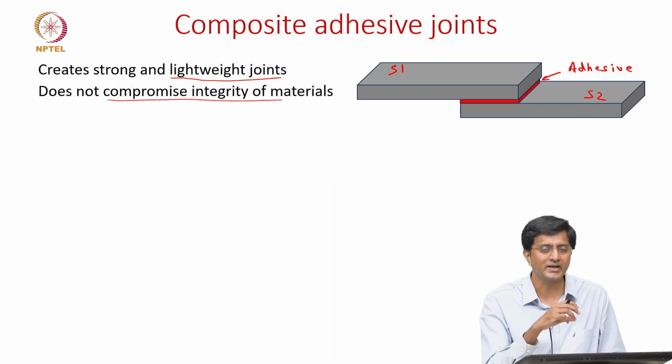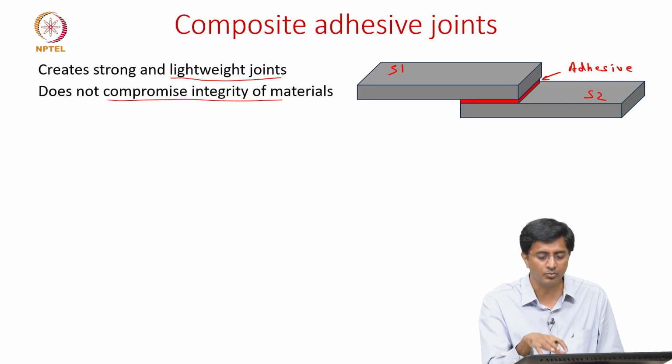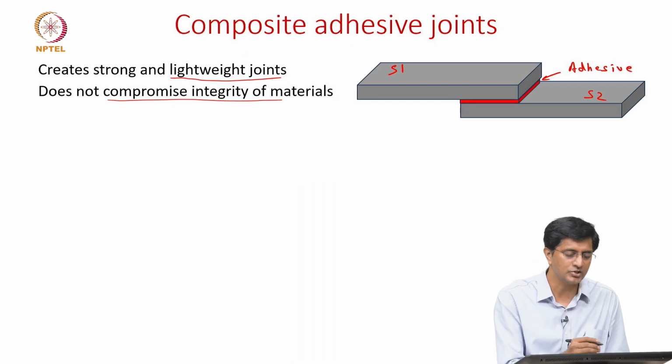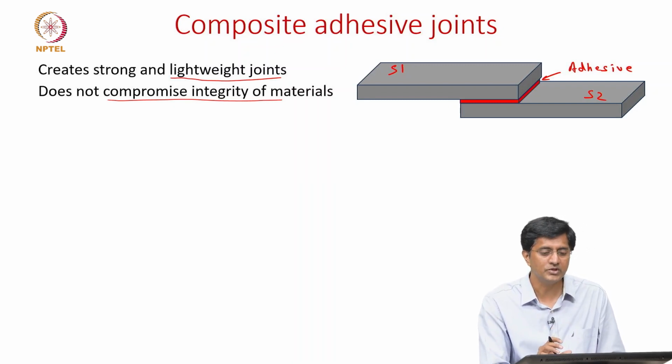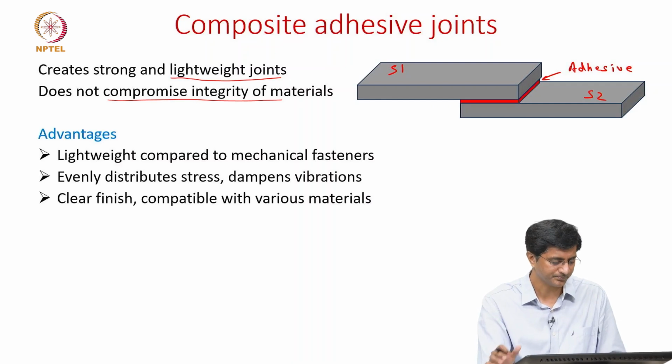So unlike mechanical joints where you need to drill a hole which compromises the integrity of the material locally, here there is no removal of the material or the drilling of the material which is required. So these are two primary features of adhesive joints which differentiate them from mechanical joints. But now let's see what are the other advantages we get here.